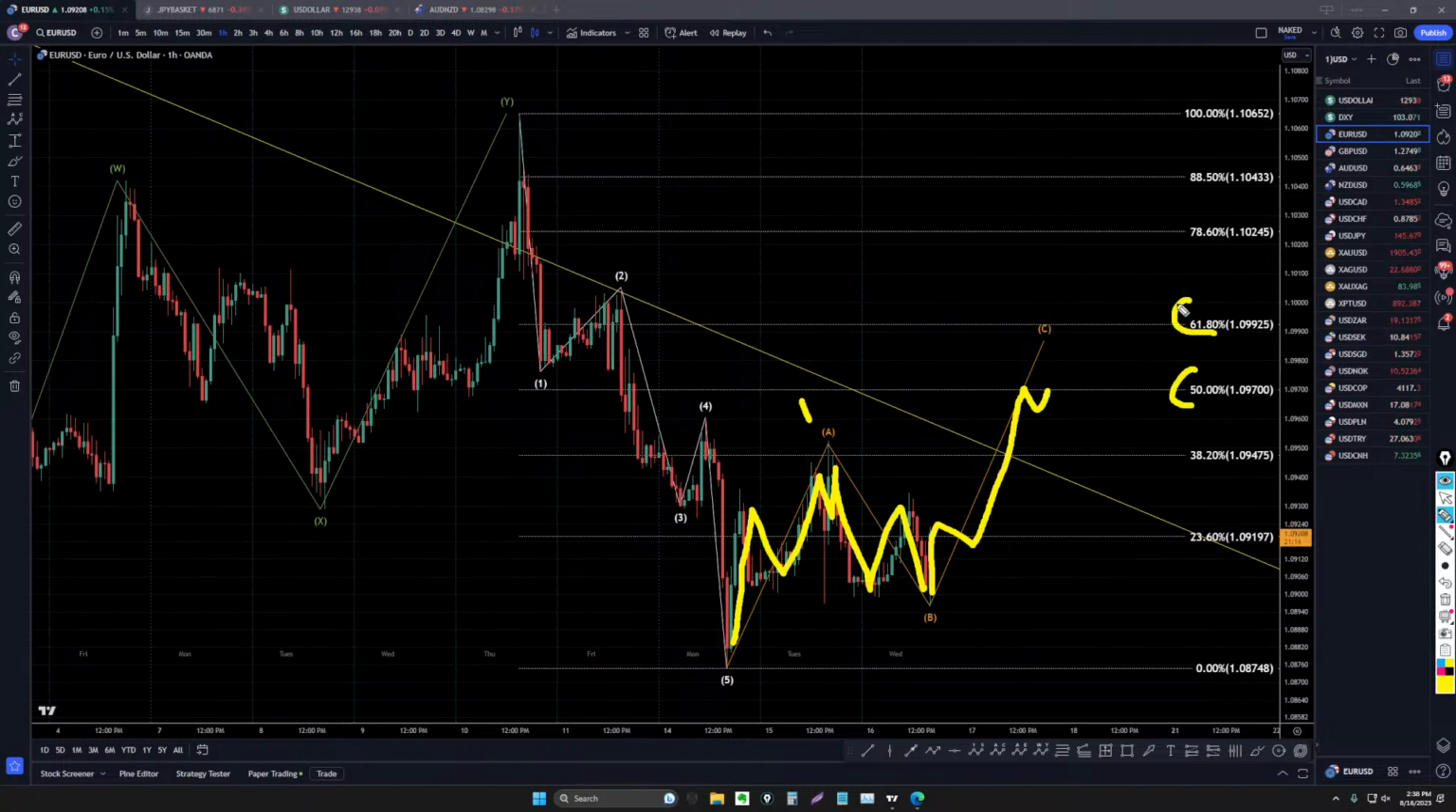I think the 61.8 is a pretty likely level because of all the support we've had around that area in the past. So I think there's a good chance it could go up quite a ways to finish off an ABC correction before it actually does end up continuing down.